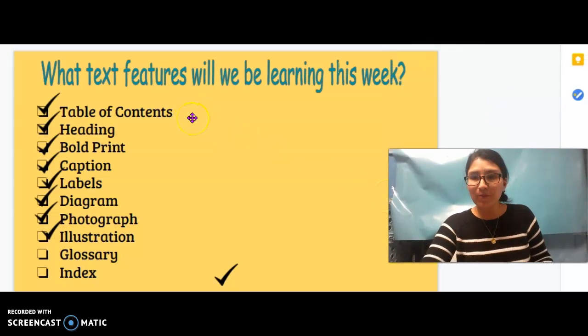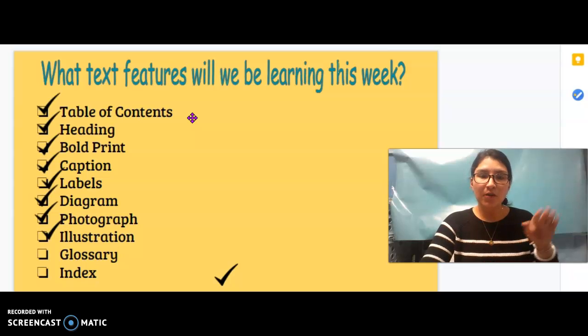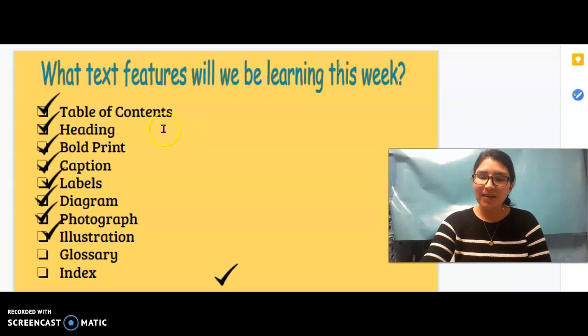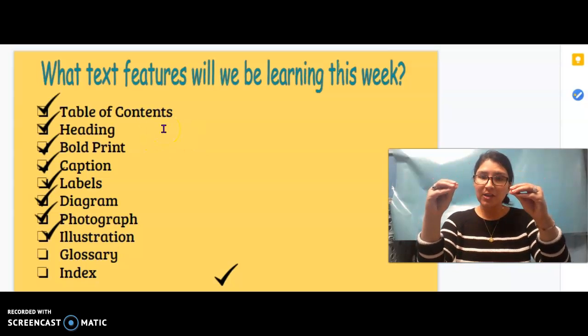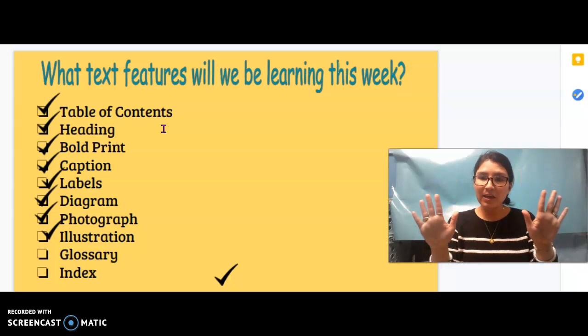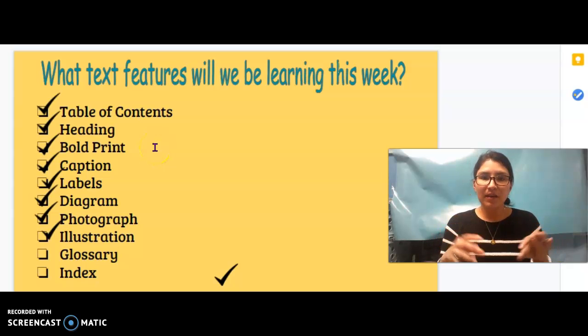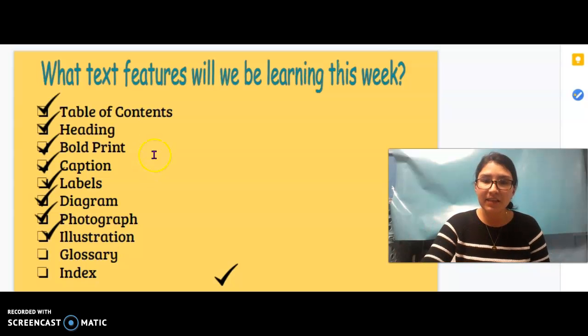We've gone over table of contents. That's usually at the beginning of a book, and that lets us, the reader, know what page number the different information is going to be on. Heading, that is usually at the top of a page, and that lets us, the reader, know what the page or section is going to be about. Bold print or bold words, they stand out on the page. The rest of the words are a little bit lighter, and the bold print is darker or highlighted. Stands out and lets us, the reader, know, hey, that's an important word we need to know.